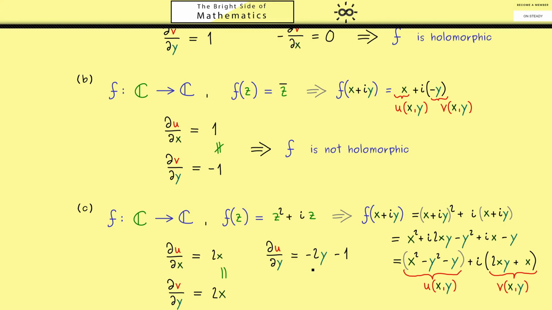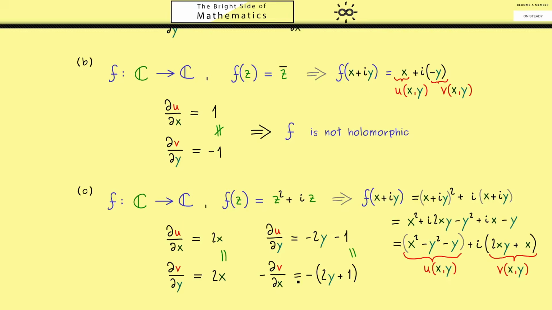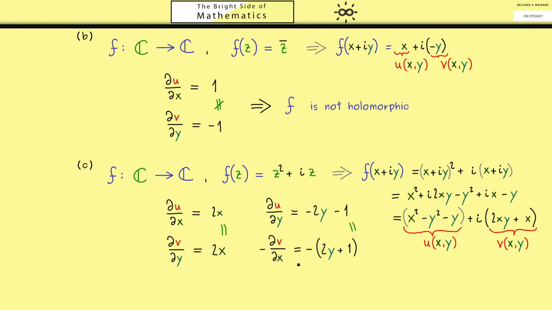Okay, then the last derivative we want to calculate would be the partial derivative of v with respect to x. And there you see, it's 2 times y plus 1. And then for our equation, we just have to put a minus in front. And then we recognize this is the same as du dy. Therefore, also here, both equations are fulfilled, so the function f is holomorphic.